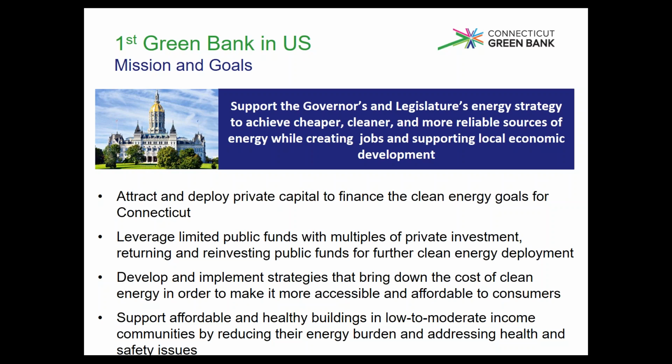And that second bullet point, the idea of in all the deals we do, leveraging our limited public funds with private investment, and then actually bringing those investments back into the fold so that we continue to circulate them. The lowering the cost is clearly a big one. That third bullet point, the solar loan, is actually an example that we're proud of that manages that.